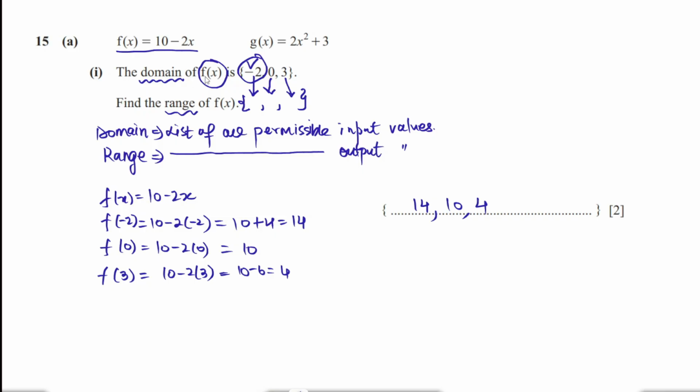So when the domain is given in simple numbers, you plug in those numbers one by one, and whatever the list, if there are 3 inputs in the domain, then you will get 3 outputs for the range. Okay, in that way this question will be performed. Let us see the next part.